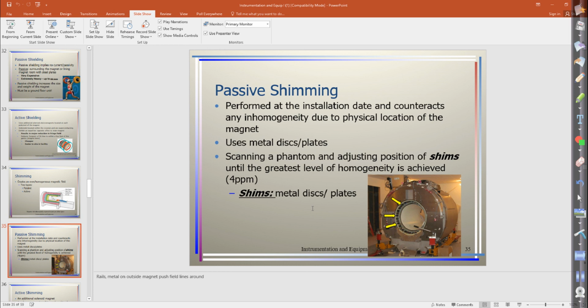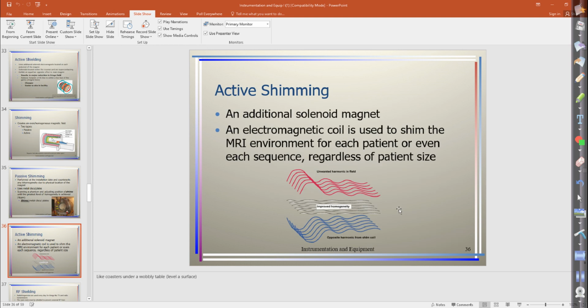With passive, it's really just these metal discs and plates placed inside the scanner. And then active, once again, we have another electromagnet that is applied in the opposite direction to improve the homogeneity, kind of even it out.